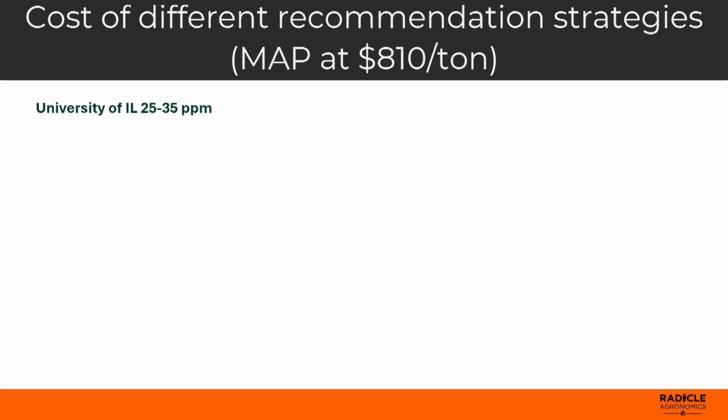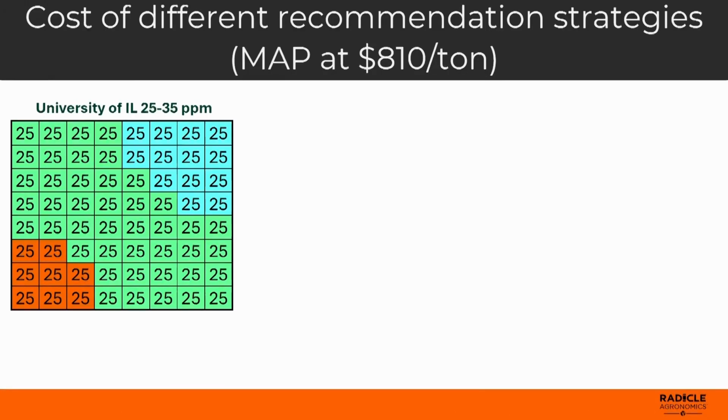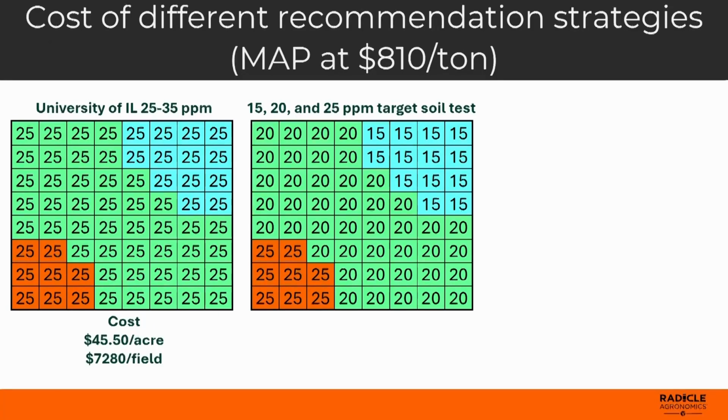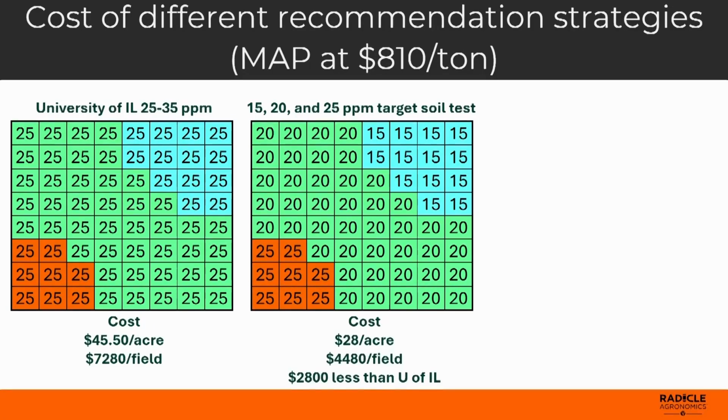So if I'm going to use the University of Illinois, everything's below 25, that field's going to become 25 parts per million. It's going to cost me $45.50 an acre, $7,300 for that field. If I go to 15, 20, and 25 part per million target soil test levels, well, that's going to only cost me $28 an acre. So I'm going to save $28 an acre, $44.80 for the field. It's $2,800 less than the University of Illinois.